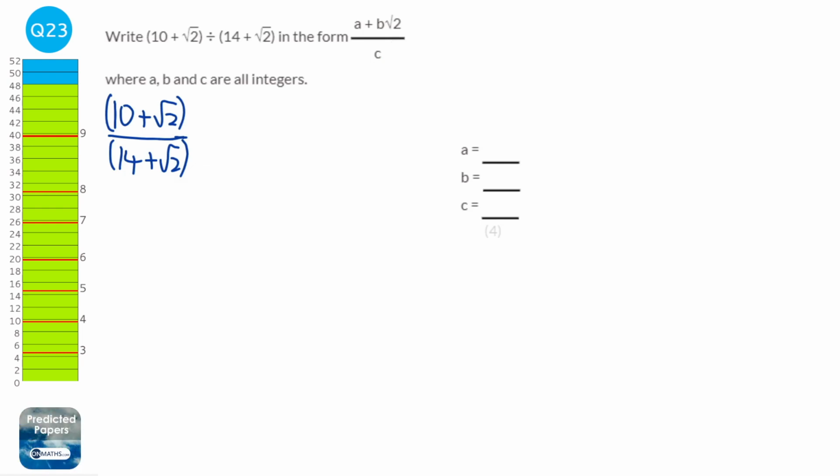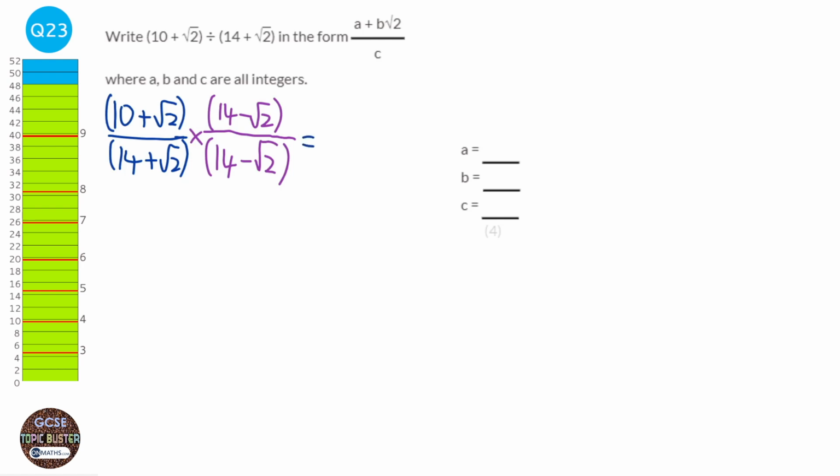Now, when you have two terms, including a surd at the bottom, we need to do something a bit special with this. And the thing we do is we times it by the opposite bracket. What I mean by that is if it's 14 plus root 2, we times it by 14 minus root 2, and we've got to do the same to the top. The reason for that is essentially all we're doing is timesing it by 1, because 14 minus root 2 over 14 minus root 2 is just 1. So we're not changing the fraction at all.